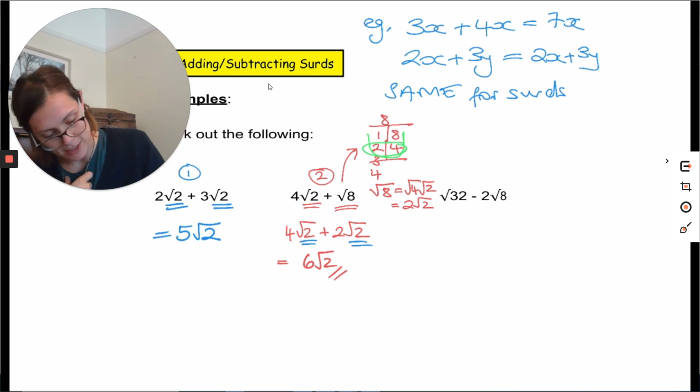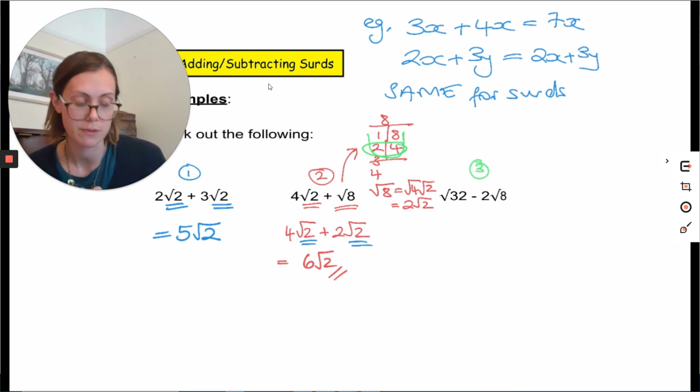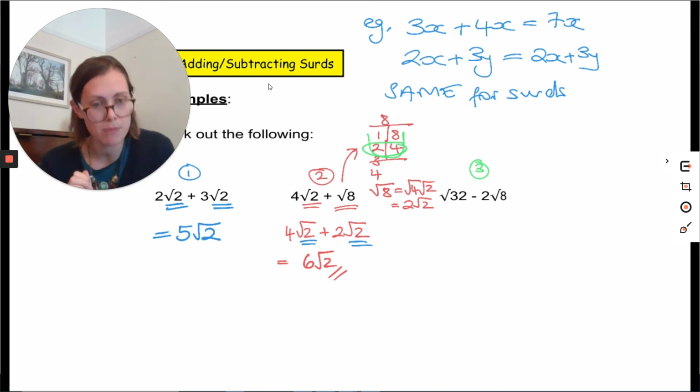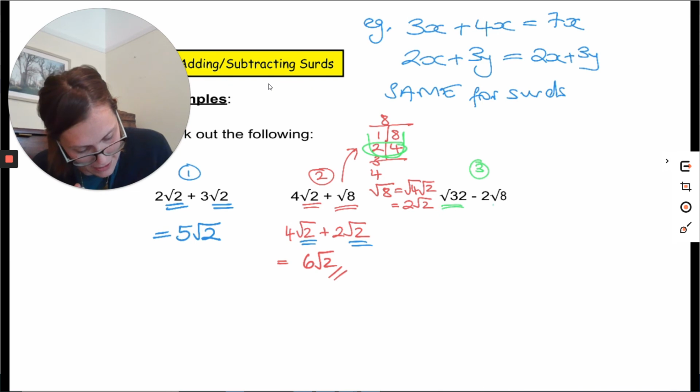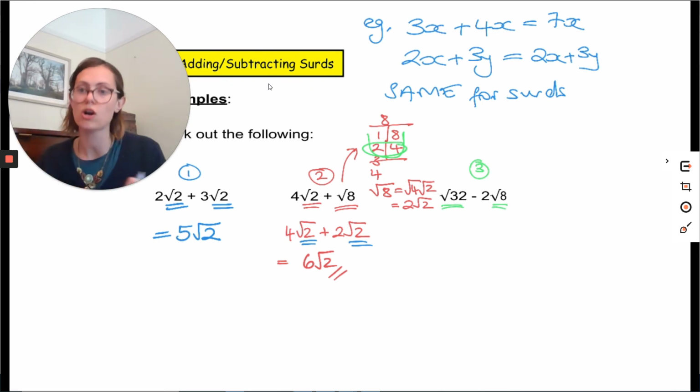Final example, and this is as hard as it's going to get. You're going to need to simplify both of these to be able to combine them. So you've got root 32 and 2 root 8. They can't be combined at the moment because you've got different families. You've got the family of root 32s and the family of root 8s. But you're just going to make sure that you can't simplify them down to become the same families.